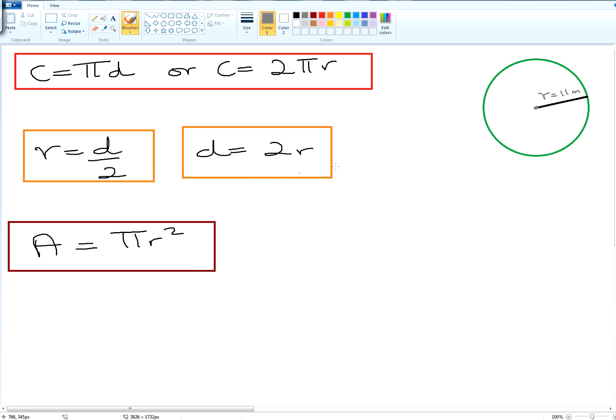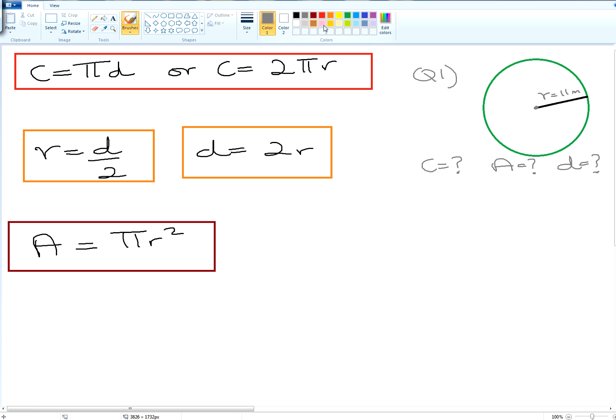Okay, so question number 1. We're given a circle with a radius of 11 meters. We are told to work out the circumference of the circle, the area of the circle, and also the diameter of the circle. Yes, Yusuf? Okay, hang on a second. I'm just posing the question. I haven't asked the question to anybody. So we've got to work out all the information about the circle knowing the radius.